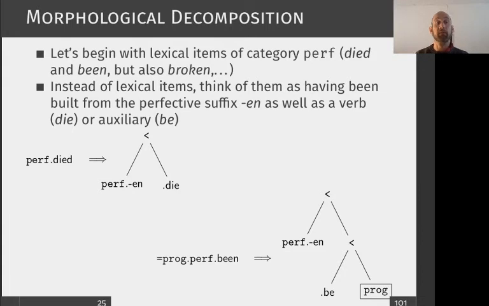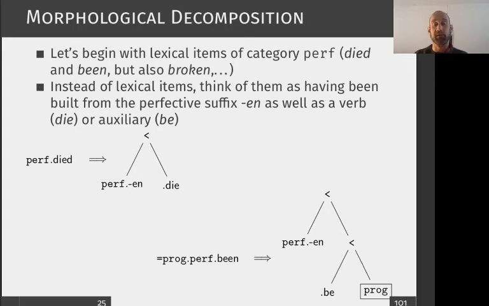Okay? So let's treat died, the perfective died, as really a combination of the verb die and a perfective lexical item. And the perfective been, so I have been talking for a long time, is a combination of the lexical item be with that same perfective marker. Okay?